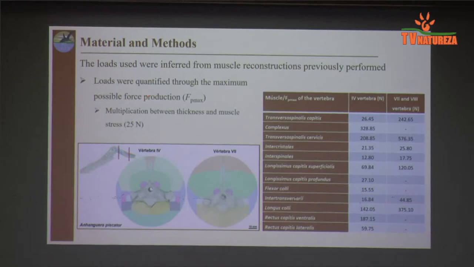Loads were quantified through the maximum possible force production, the FPmax, and we found the FPmax by multiplying the thickness of each muscle by the muscle stress. We assigned the muscle stress as 25 newtons for each muscle. And the thickness we found by the proportion of the insertion and origin area. This table shows the FPmax of each vertebra for each muscle. This one has no values because these are short muscles, just in the first half of the neck.